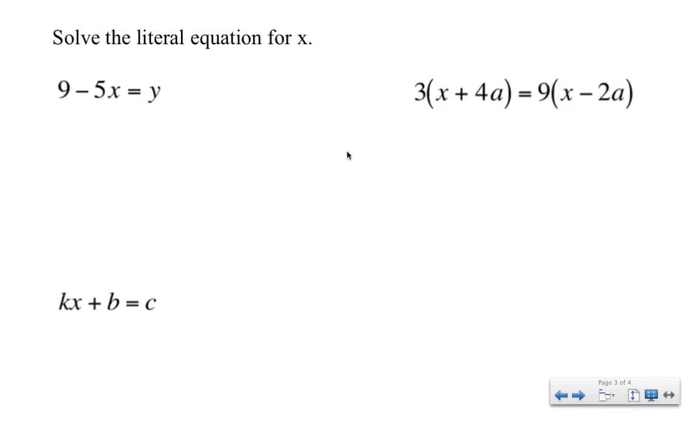All right, so here are 3 I'd really like you, no matter what, to try on your own. So if you could please push pause now, try these on your own, and then come back and check your answers.